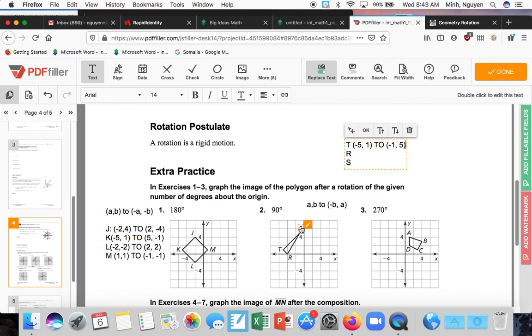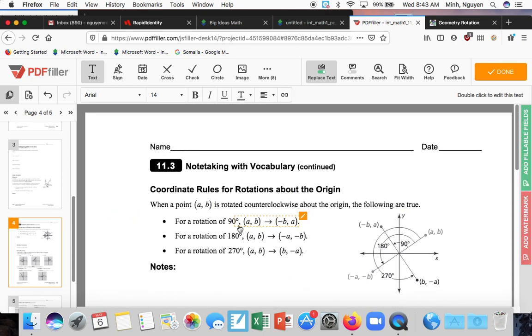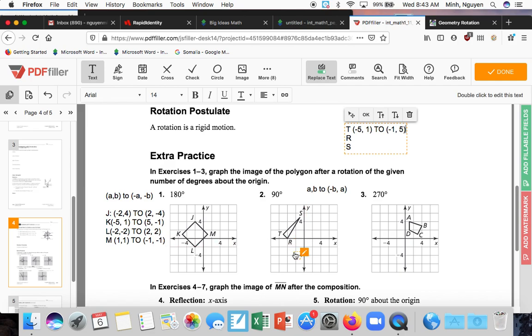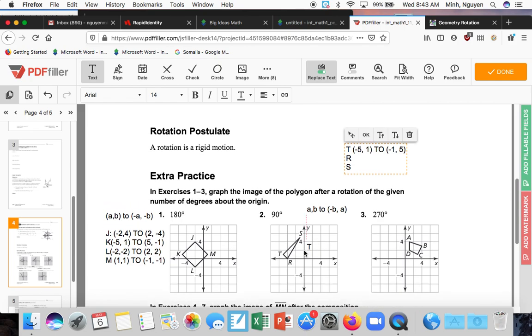So if we're spinning it, then it's going to spin that way. Negative 1, 5. Is that right? Let's see. For rotation 90 degrees, counterclockwise about the origin. Oh, wait, counterclockwise. So it's supposed to be going this way. Let's see. Did I define it right? Negative 5, 1. Yeah. Negative B.